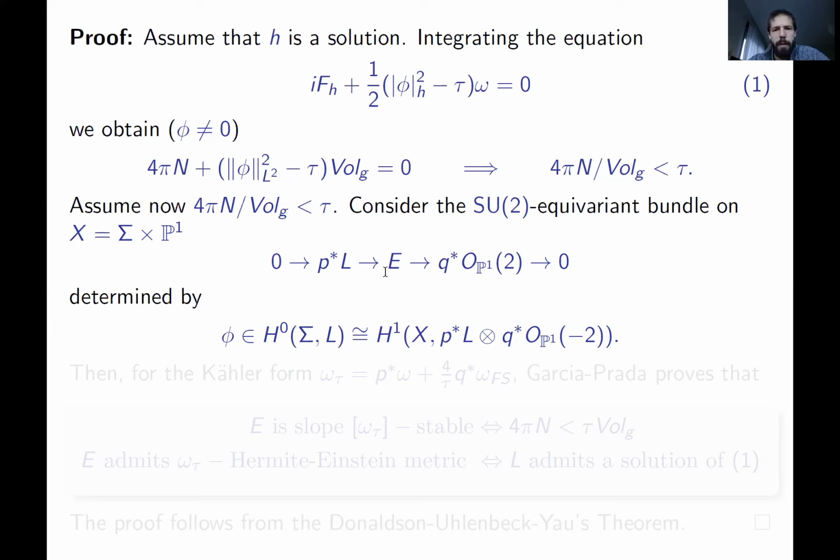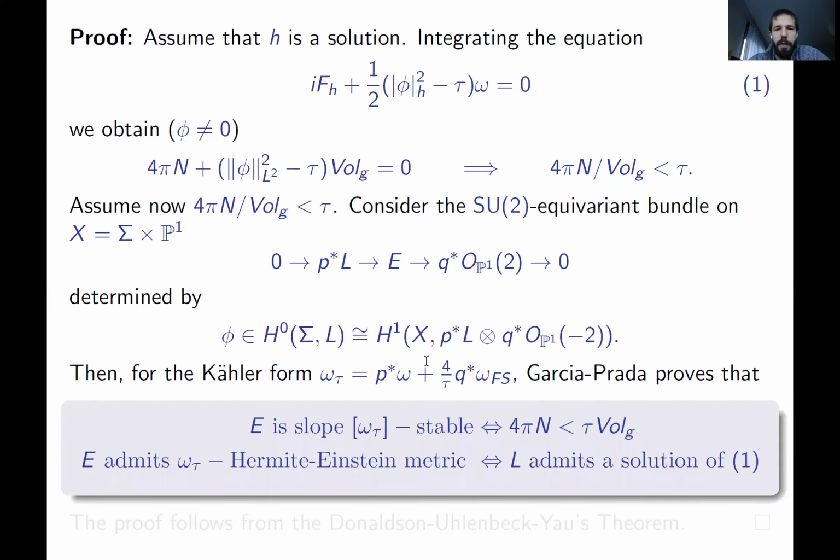This is an extension given by the bundle of rank 2, and here we have the pullback of the line bundle L on sigma to X. P is the projection into sigma. Here we have the pullback by Q, which is the projection into P1 of O(2). And then this holomorphic extension is determined by phi uniquely, because we have an identification between the holomorphic sections of the line bundle and H1 of the endomorphisms from here to there. Okay. So the idea is that any section fixes a holomorphic extension of this sort.